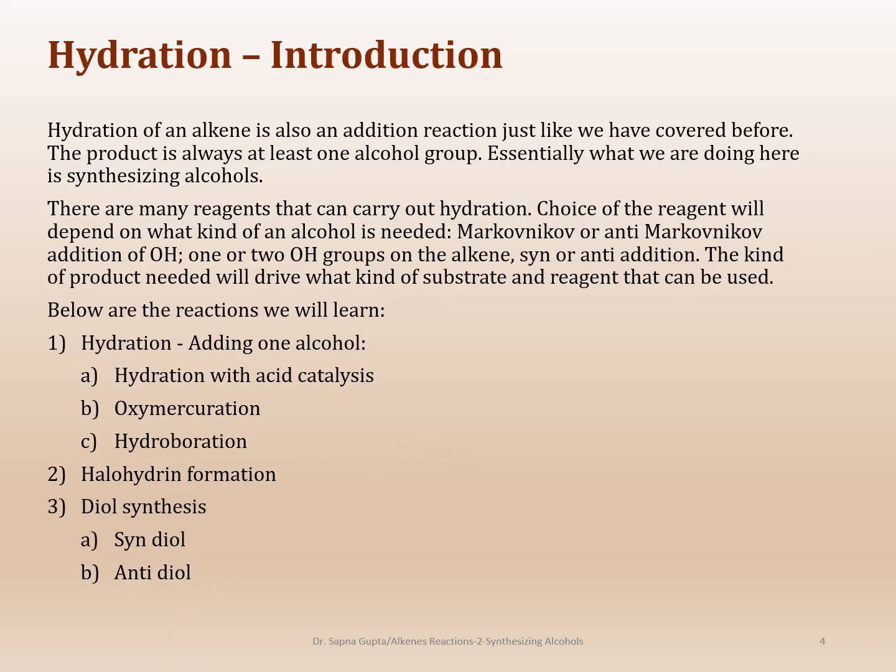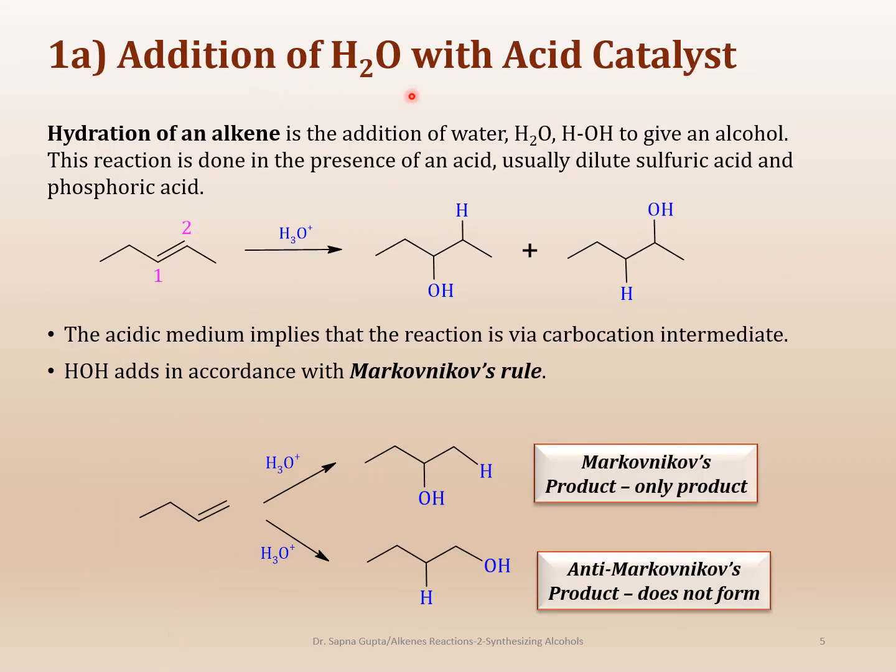Okay. All right, so first of all, addition of water with an acid catalyst. Now, water itself is not a strong enough electrophile, even though we're talking about an alkene, which is electron rich. Water by itself is not going to do anything to an alkene, so you have to add acid as a catalyst. When you add acid as a catalyst, then you end up getting H3O+, which now is a nice electrophile.